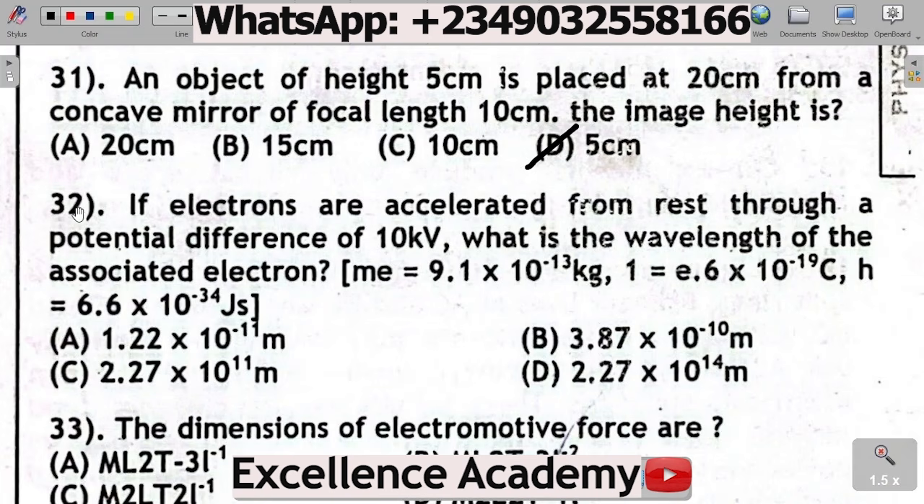Question 32 says, if electrons are accelerated from rest through a potential difference of 10 kilovolts, what is the wavelength of the associated electron? Take the mass of electron as 9.1 times 10 to the power minus 13 kilogram. Take the value of one electron as 1.6 times 10 to the power minus 19 coulomb. That's the charge of one electron. Then take Planck's constant H as equal to 6.6 times 10 to the power minus 34 joule seconds. You have option A, option B, option C, and option D.